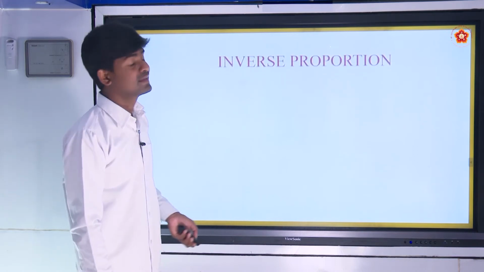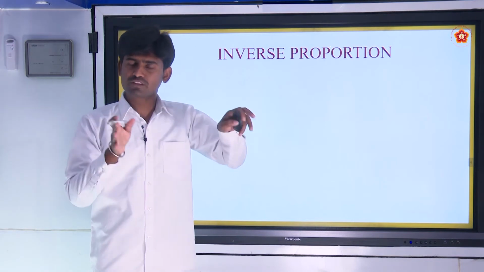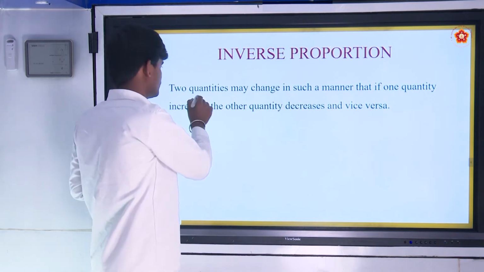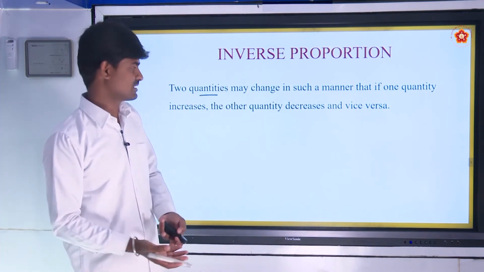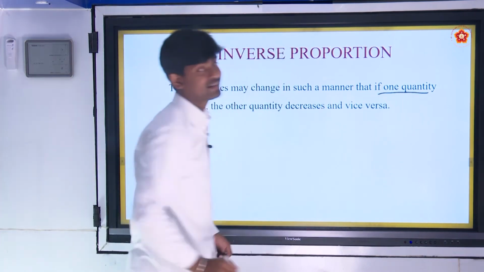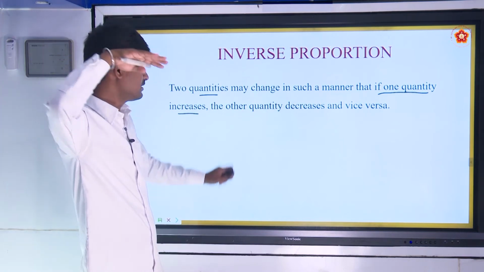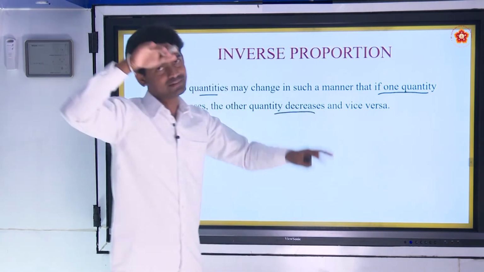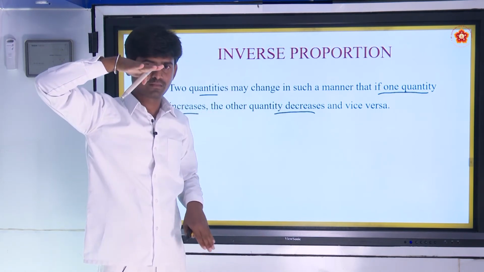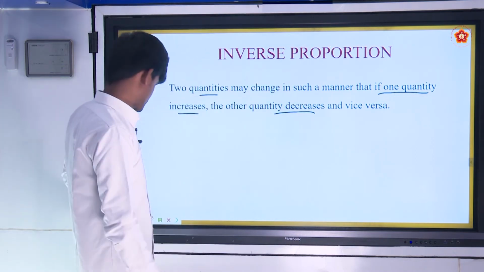Next we move on to inverse proportion. Okay, so what do you mean by inverse proportion? What is the difference between direct and inverse proportion? Let us find out. Here also we take an example. Two quantities may change in such a manner that if one quantity increases, the other quantity decreases, or if one decreases, the other increases. Okay, it is vice versa, like that.